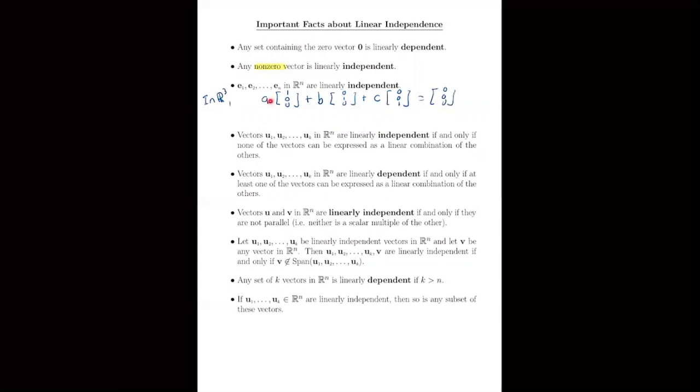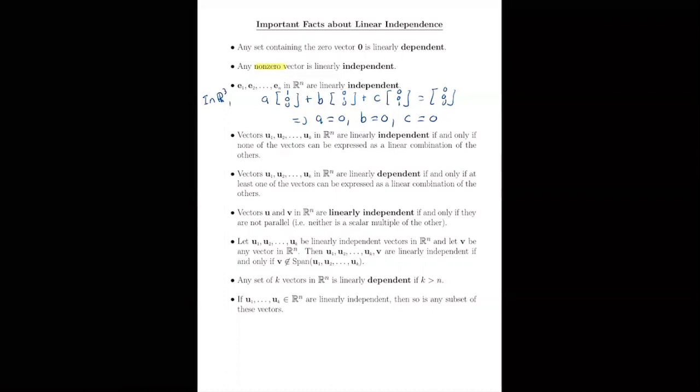Looking at the first entries, we have A plus 0 is equal to 0, so A is equal to 0. Next we have 0 plus B plus 0 is equal to 0, so B is equal to 0. And finally, 0 plus C is equal to 0, so C is equal to 0. So the only solution to this is the trivial solution 0, 0, 0. This tells us that these vectors are linearly independent.